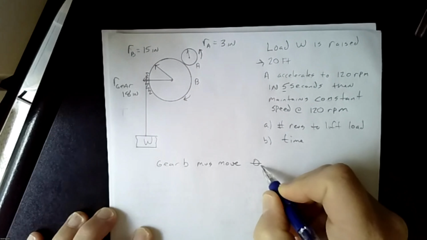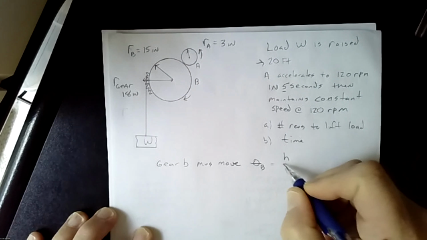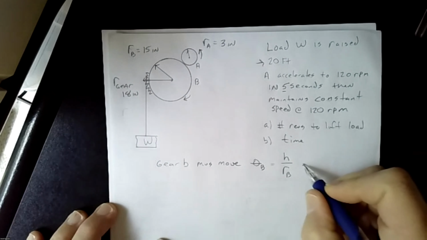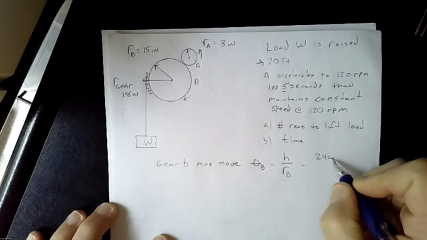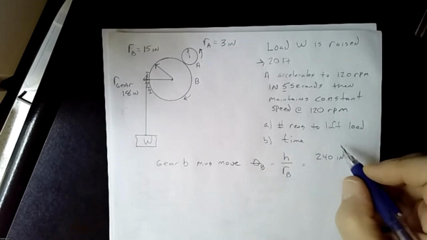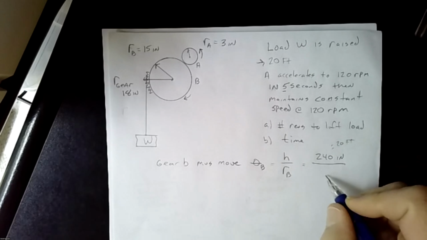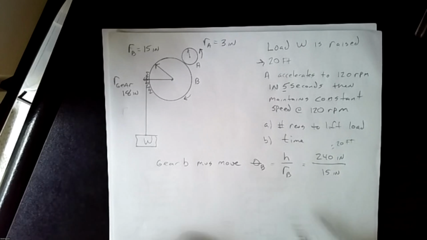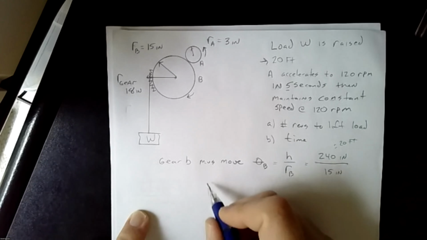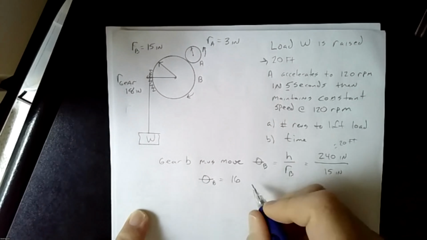So the total revolutions of gear B equals the height over the radius of B. So that's equal to 240 inches, which is 20 feet, right? And that's over the radius of 15 inches. So gear B must move this many. And so that's 240 over 15. So that equals 16 radians.